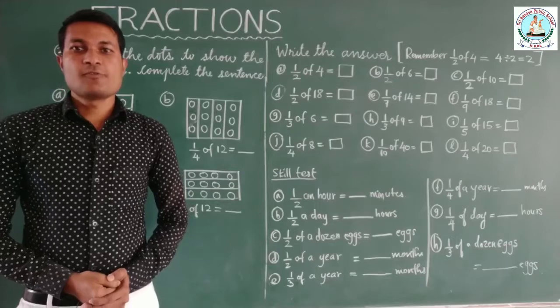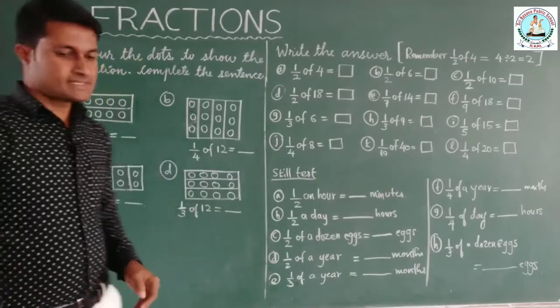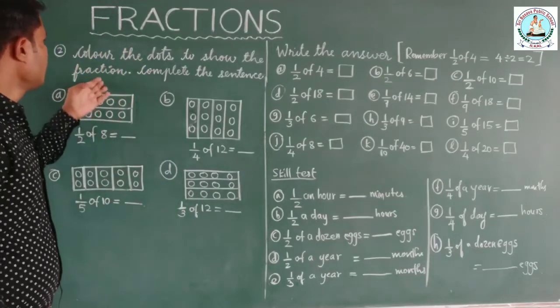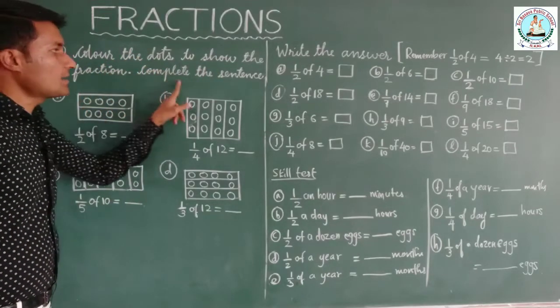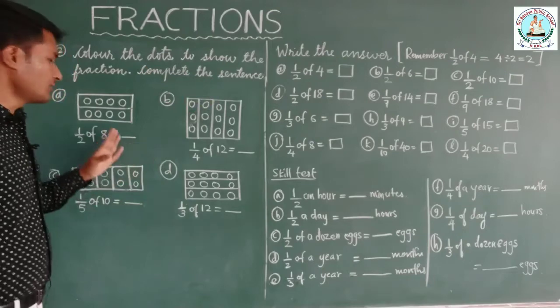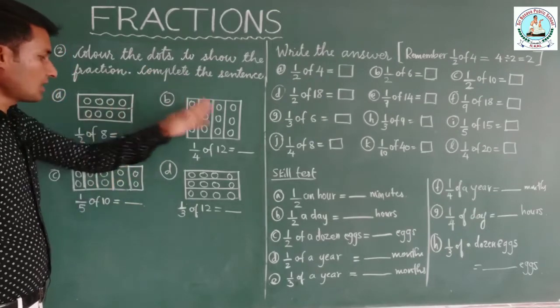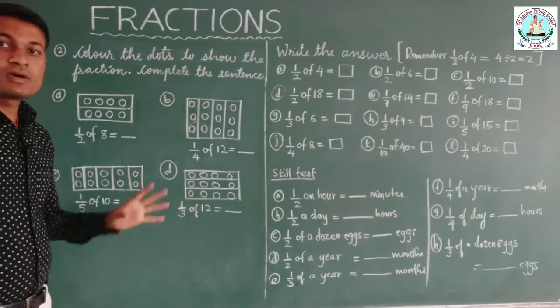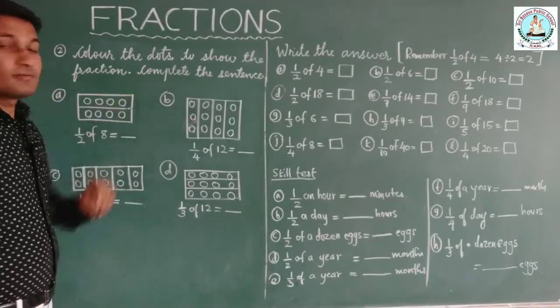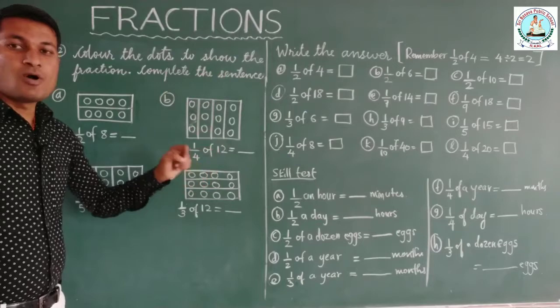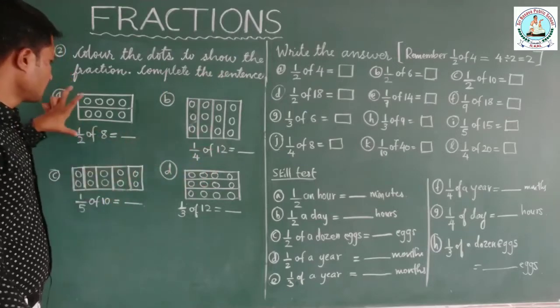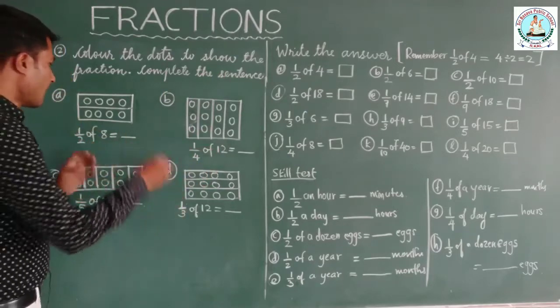Well students, let's go for the next one on page number 69, and your next one is: color the dots to show the fraction and complete these sentences. So we need to color some dots here. So these all are dots, and we need to color some dots to show the fraction, and we need to complete the sentences which are given below each picture. So let us consider the first picture. They have already made it here.